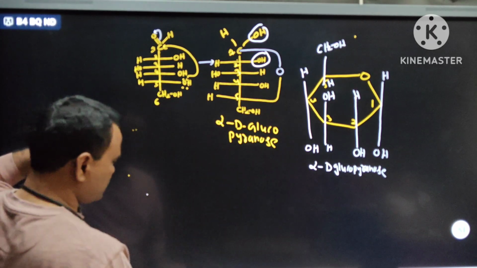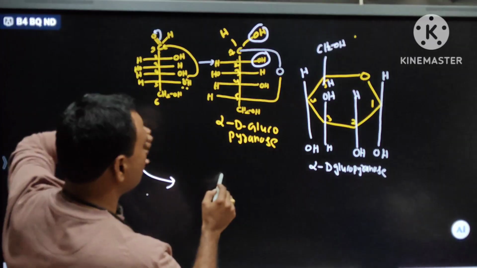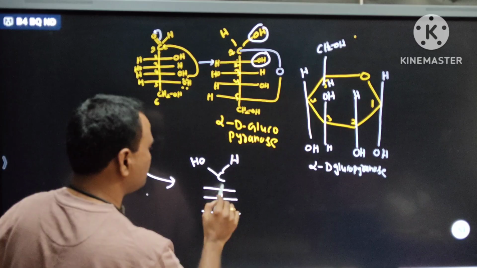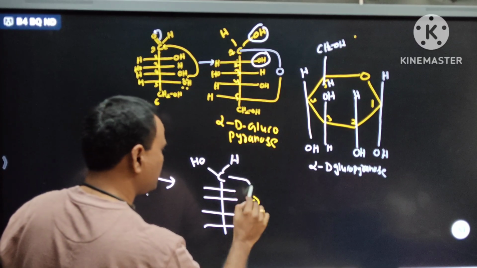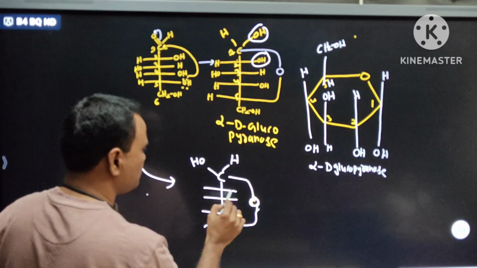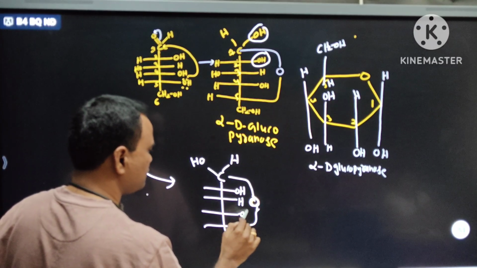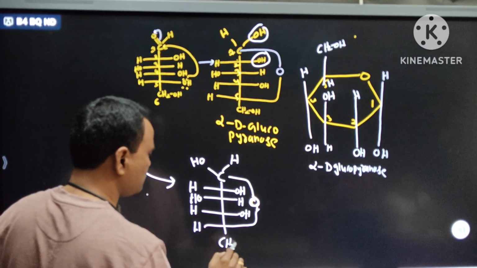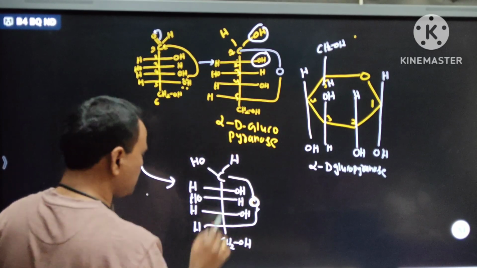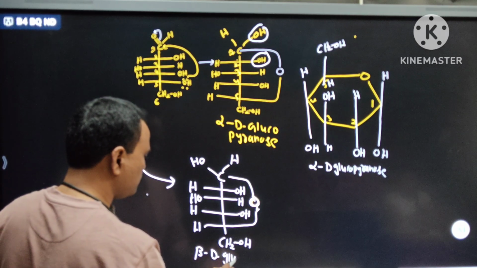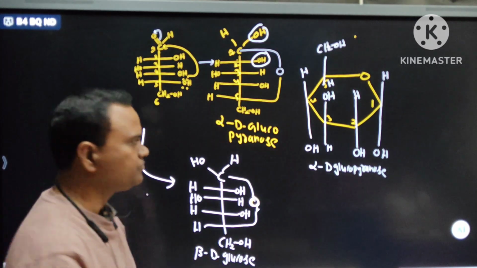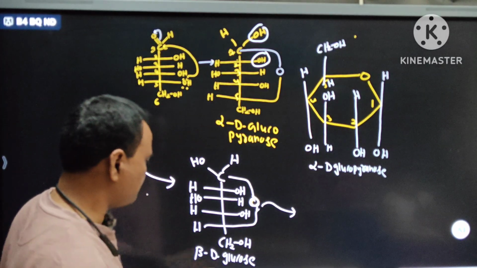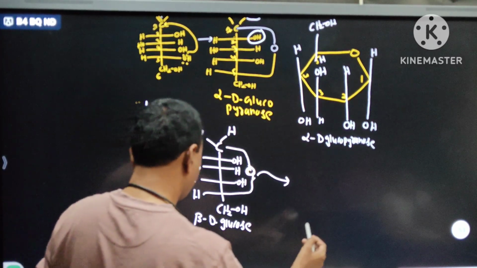Can we draw beta D for this? Let us draw beta D. See, OH, H, CH2OH. Alpha D glucose, and this is beta D glucose. Beta D glucose. Right, it's the Haworth structure. You tell me.